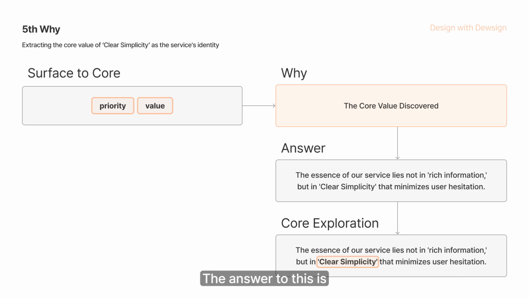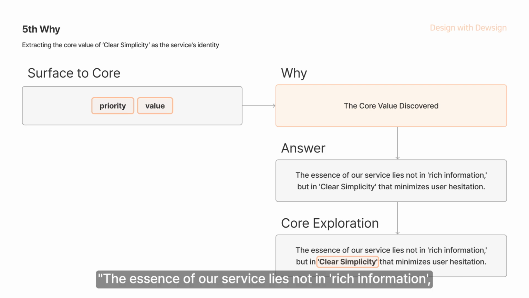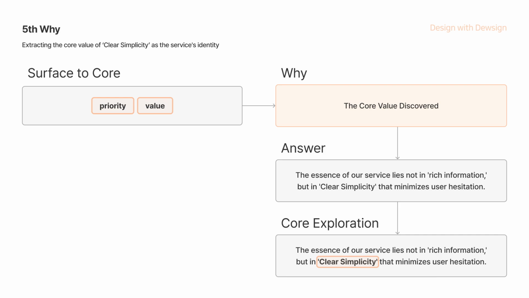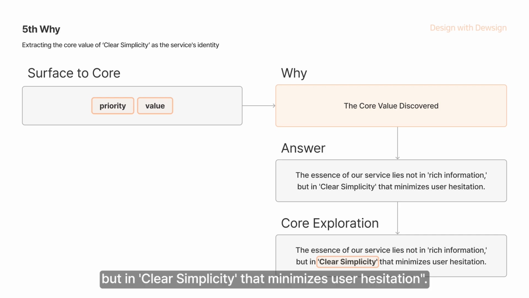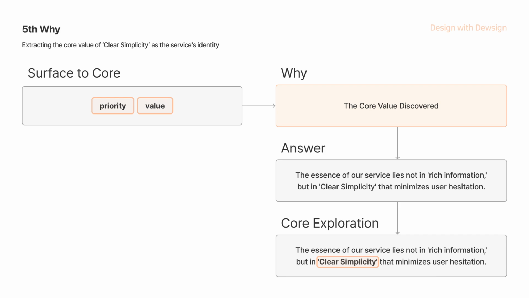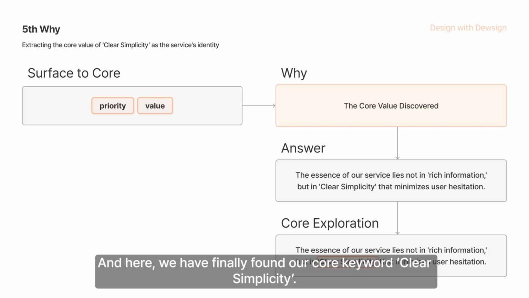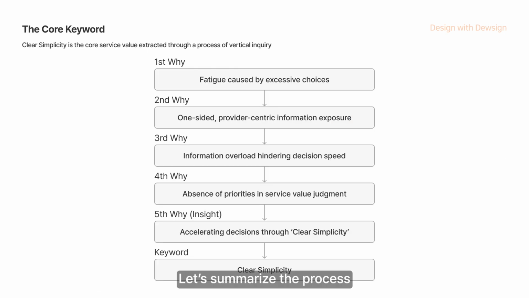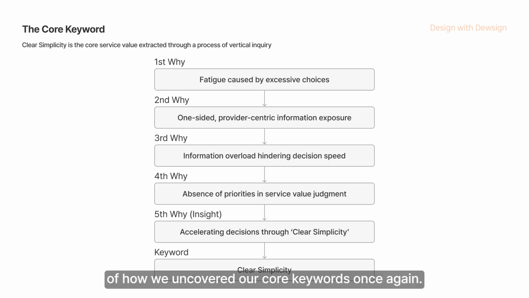The answer to this is, the essence of our service lies not in rich information, but in clear simplicity that minimizes user hesitation. And here, we have finally found our core keyword, clear simplicity. Let's summarize the process of how we uncovered our core keywords once again.